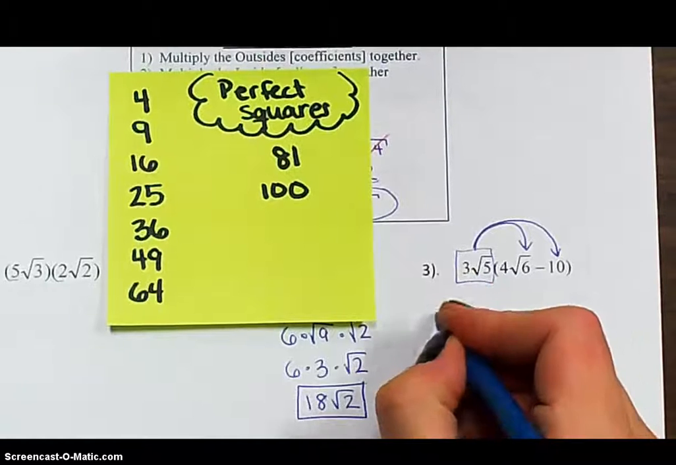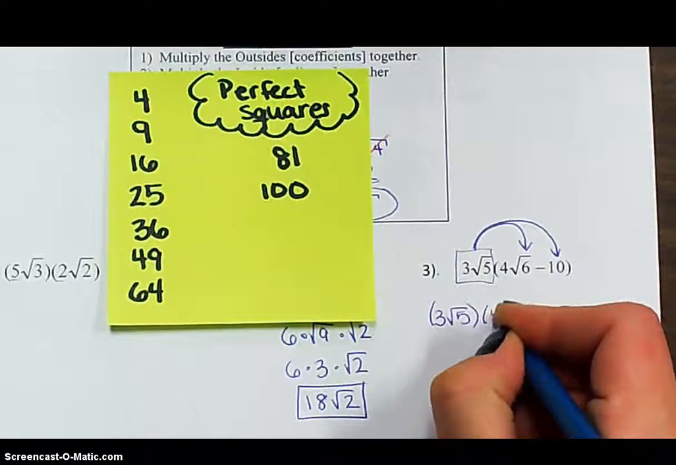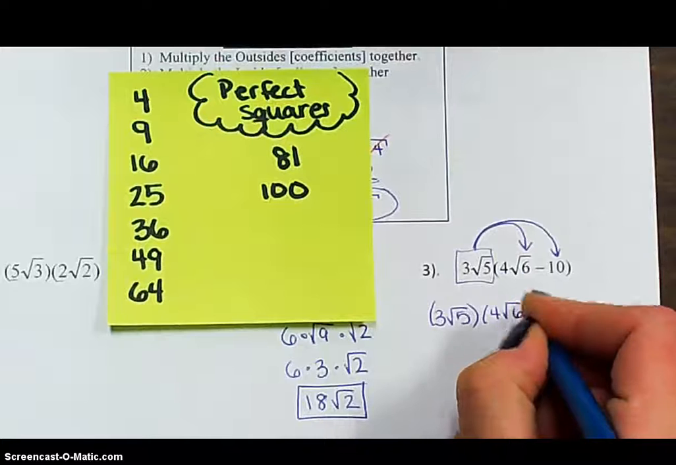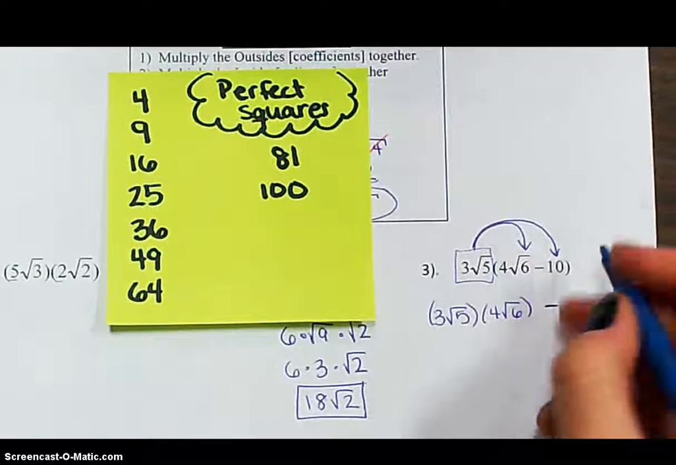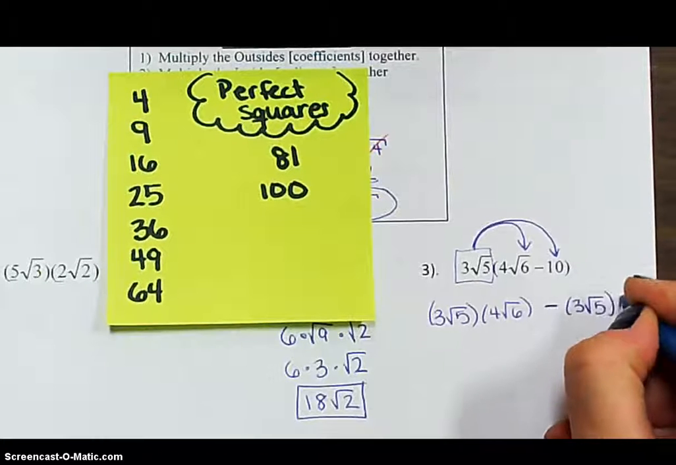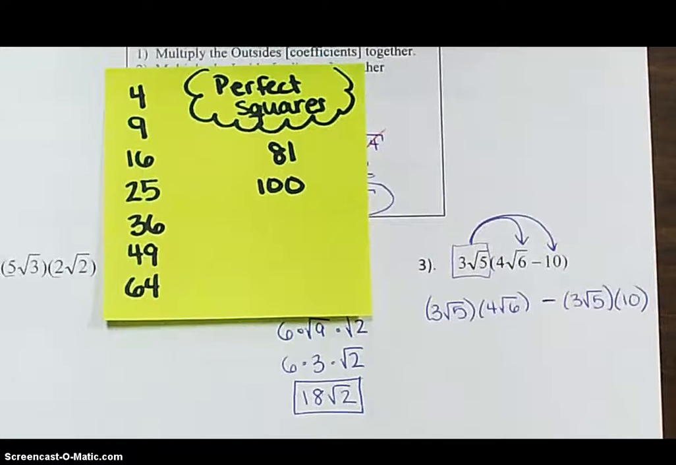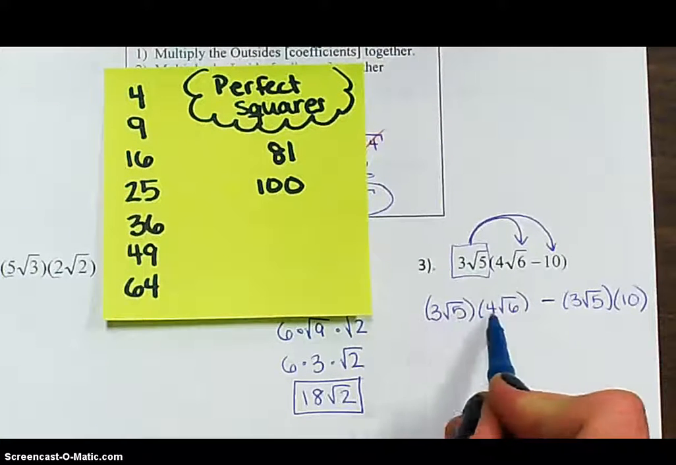So 3 radical 5 is going to get multiplied to 4 radical 6. The minus sign is going to stay the same. And then we're going to multiply 3 radical 5 times a whole number 10. So we're just going to have to multiply twice here. So let's go ahead. Remember, outside times outside, or coefficient times coefficient.